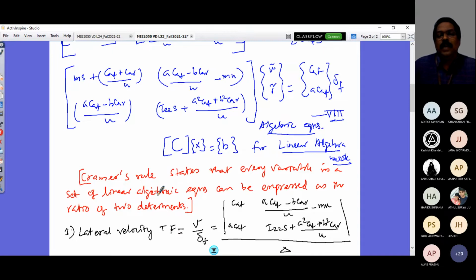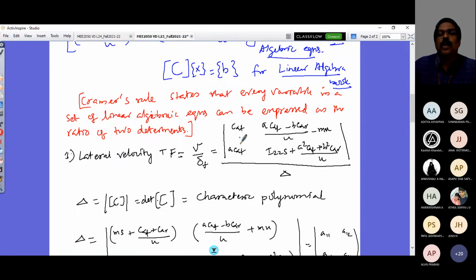To represent one of the variables, lateral velocity, replace the first column by your forcing column from the B vector, and keep the second column of the C matrix as it is, and find the determinant. So this variable value can be represented as a ratio of two determinants. The numerator determinant is obtained by replacing the first column by the B vector, and dividing that by the determinant of the characteristic polynomial, so the determinant of the C matrix.